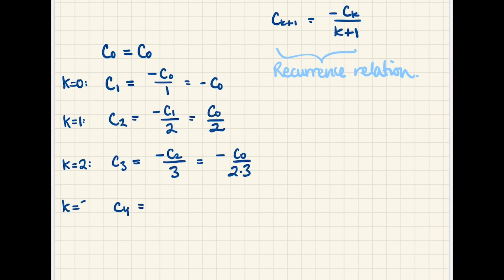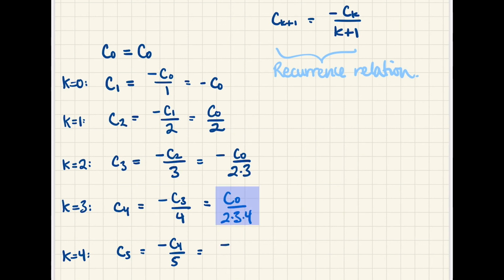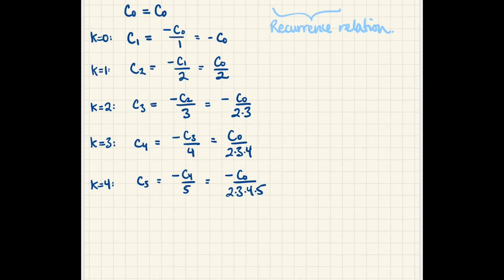All right, well, what's C4 going to be? That's the k equal 3 case. So that's going to be negative C3 divided by 4. Well, C3 is negative C0 divided by 2 times 3. So this is actually going to be now positive C0 divided by 2 times 3 times 4. Let's do one more. C5 is negative C4 divided by 5. So this is the k equal 4 case. And you can see that since C4 is this thing, we're going to get negative C0 over 2 times 3 times 4 times 5.